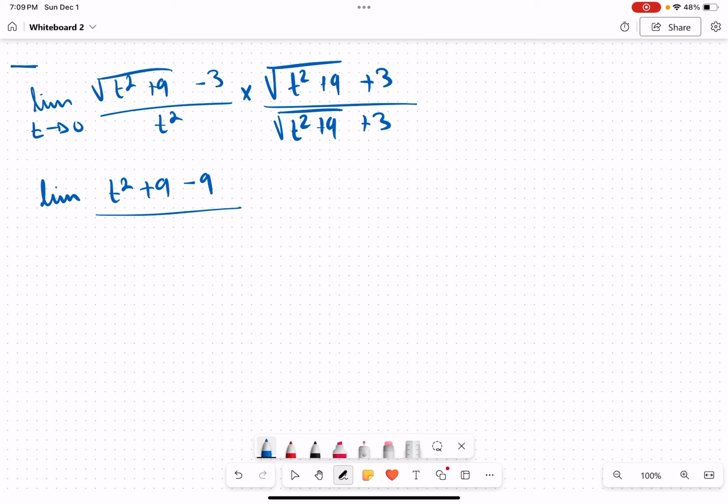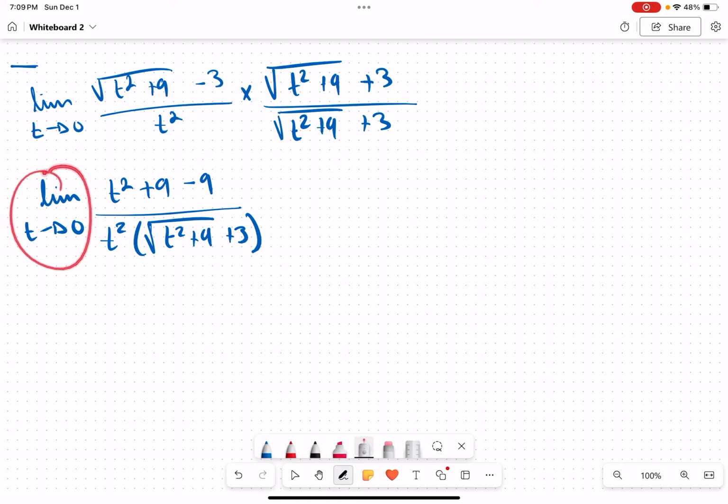What we have in the denominator now is just going to be t squared. We won't actually multiply the denominator, we'll just leave it as is. So it's going to be t squared multiplied by the root of t squared plus 9, and then plus 3, in parentheses. And of course, as t approaches 0. I like to write the value it's approaching at the end, so I don't read out the limit first.